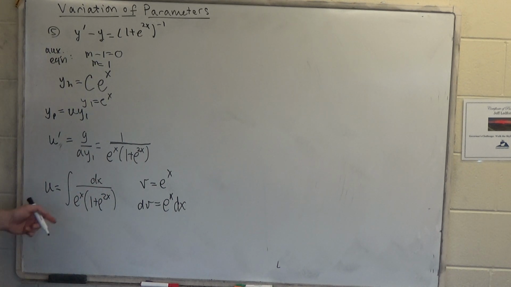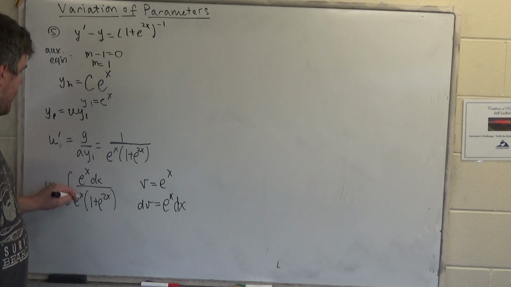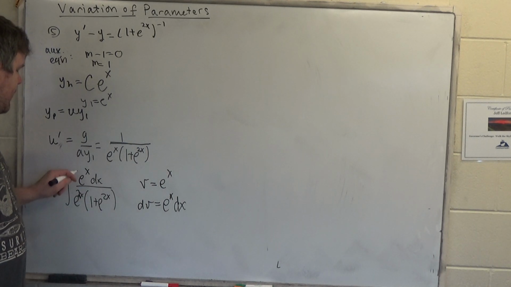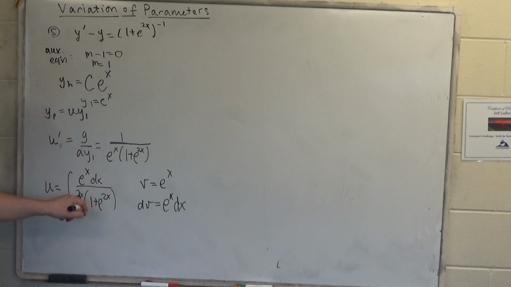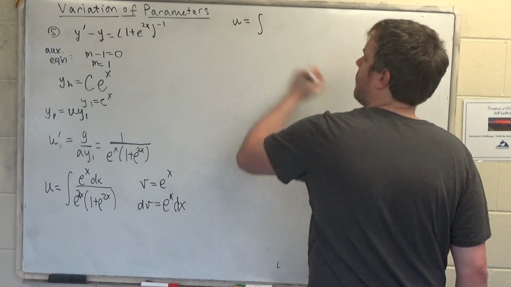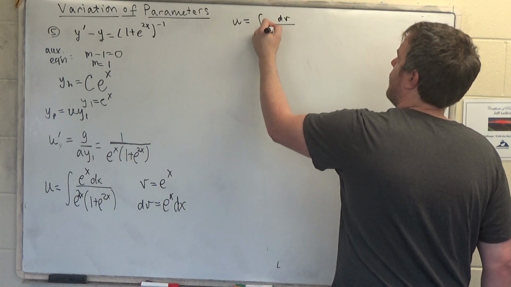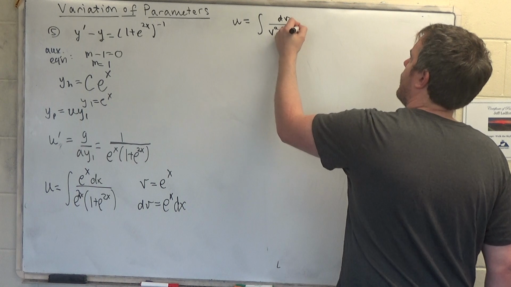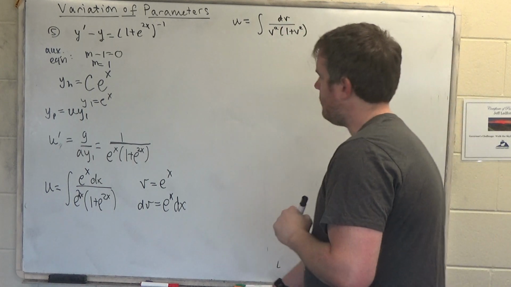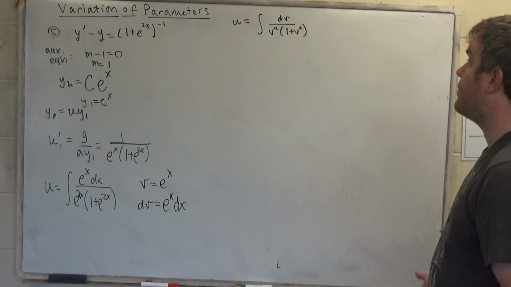Fortunately, what I can do is multiply the top and the bottom by e to the x. If I do that, I'm left with e to the x over e to the 2x times 1 plus e to the 2x on the bottom. Now I can make my substitution, and I get u equals the integral of dv over v squared times 1 plus v squared. Now it's just a partial fractions problem.